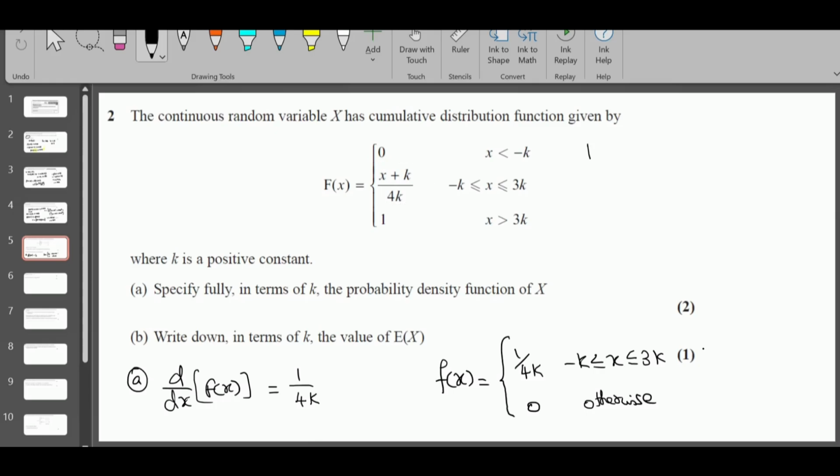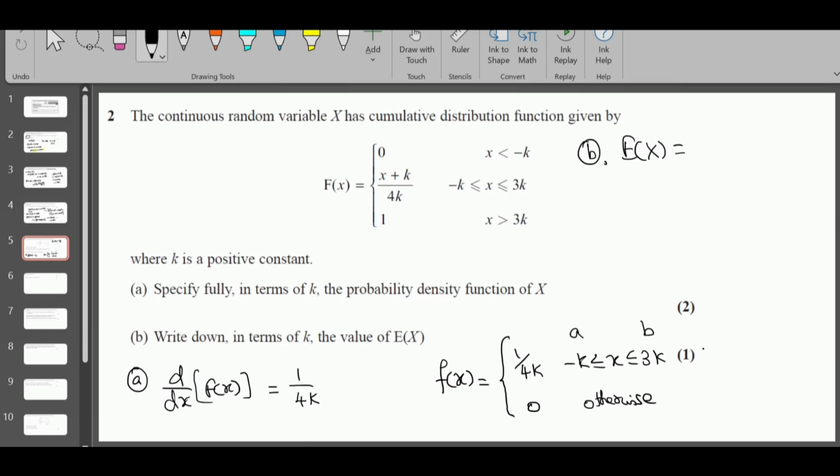Part B, I will write the working here. Part B, write down in terms of k the value of E of x. Look at the PDF. There is no x here, right? Just a constant. That means it's a continuous uniform distribution, where there is a formula to find E of x. It's b plus a over 2. This is a, this is b.